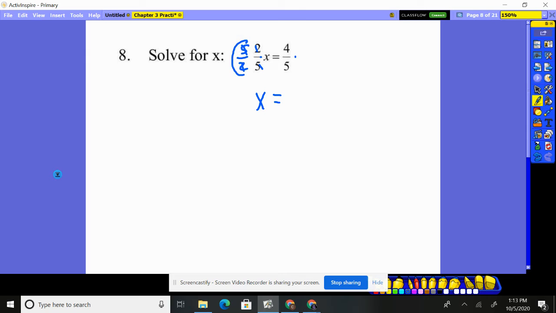Now, since we multiplied this side by 5/2, I have to multiply this side by 5/2. I'll get 20 on top. 4 times 5 is 20. On the bottom, 5 times 2 is 10. And what's 20 divided by 10? 2.